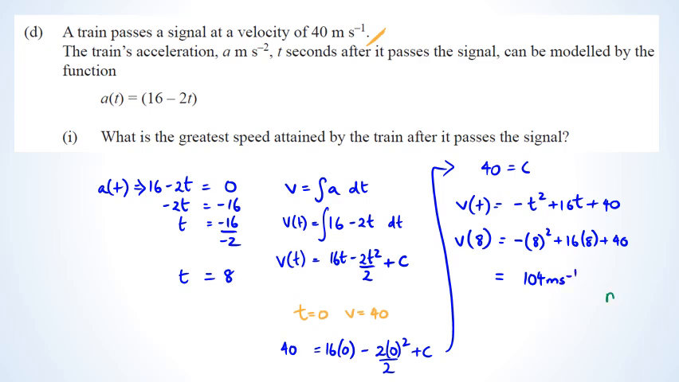So grades wise, getting that final answer gets you a merit, or the equation for a velocity gets you an achieved, or getting t equals 8 also gets you an achieved.